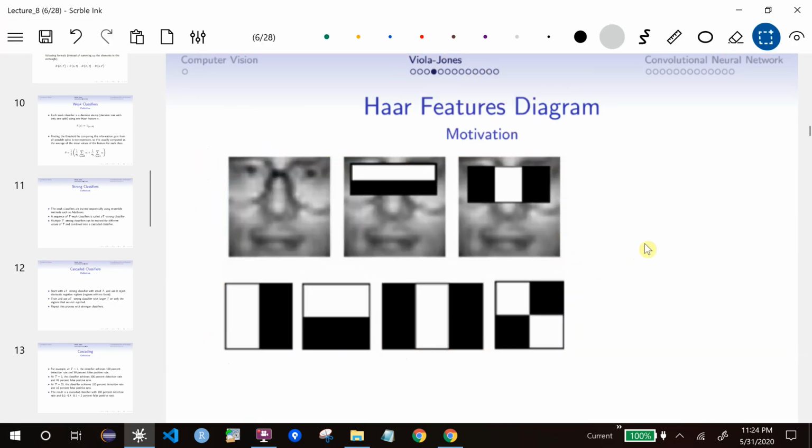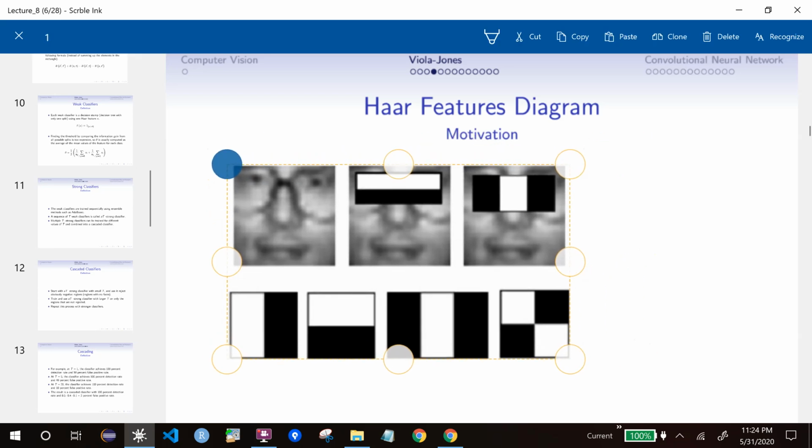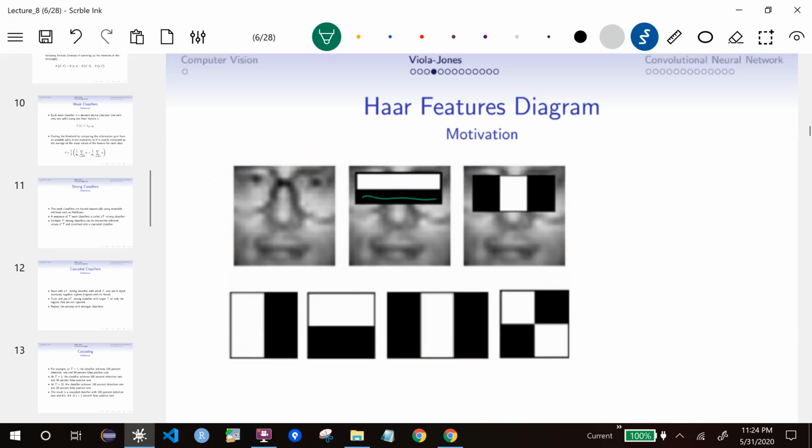So for example, something like this. So the eye region is darker. So if we use the pixel intensities in this region, subtracted by the pixel intensities in the forehead region, then for a human face, that value may be large, right? So similarly, if we use the intensity in this region plus this region minus this region, it may be large as well for a human face. So these features may be good features for representing a human face.